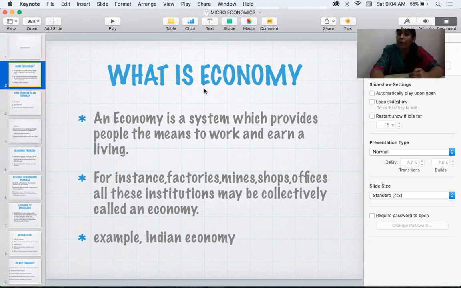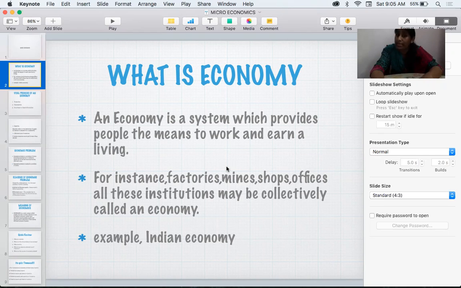So I'm telling you here what is economy. An economy is a system which provides people the means to work and earn a living. For instance, you have seen people working in factories, mines, shops, offices, and all these institutions. Wherever people are working and earning income or money, I am collectively calling them an economy. So what is an economy? Economy is a system which provides people the means to work and earn a living.